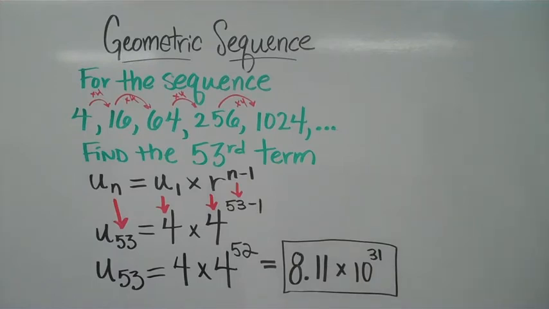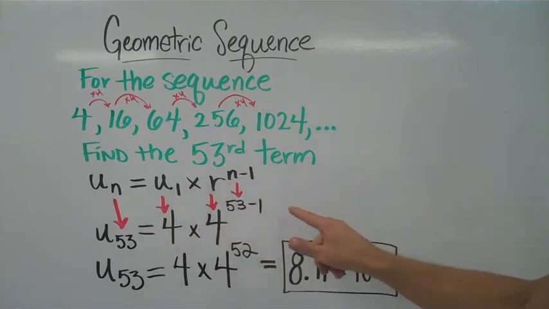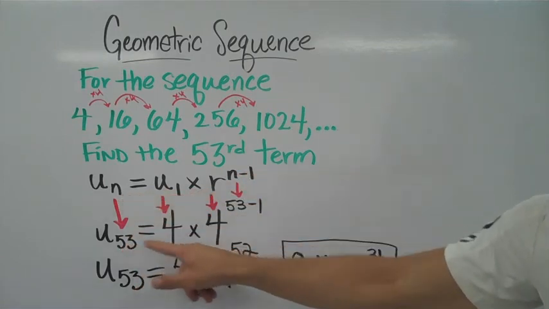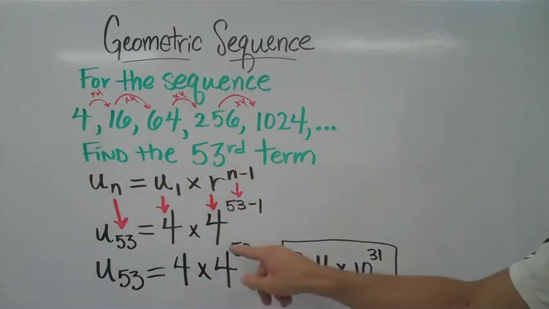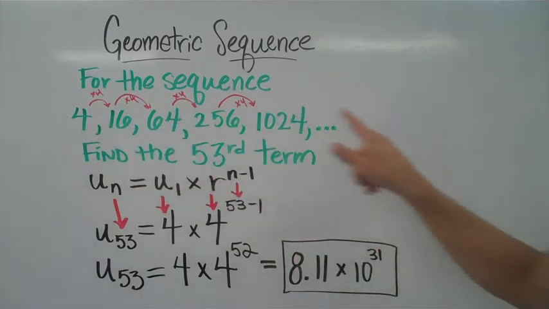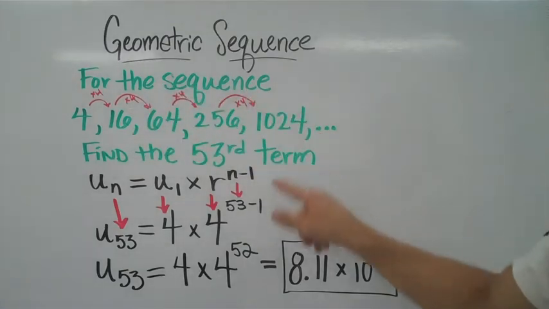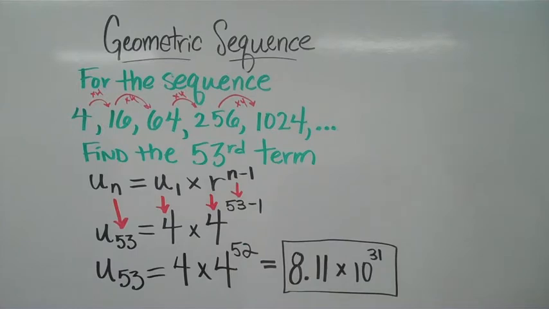Find the 53rd term. I know my formula is u_n equals u_1 times r to the n minus 1. So u_53 equals, my first term is 4, so I plug that in, times my common ratio 4 to the n minus 1, which is 53 minus 1. If you're going to go out to the 53rd term, you're going to have to jump 52 times. How big is each jump? It's a jump of 4. That's where that formula is coming from. And where are we starting? At 4 as well. So as we plug these numbers in, we get a huge number, 8.11 times 10 to the 31.